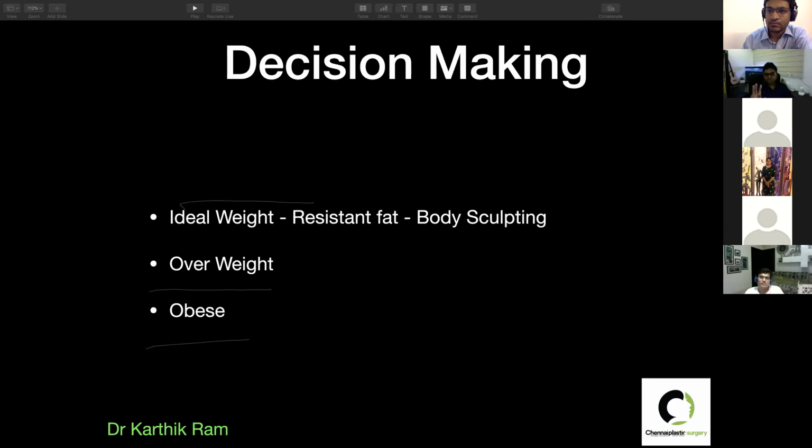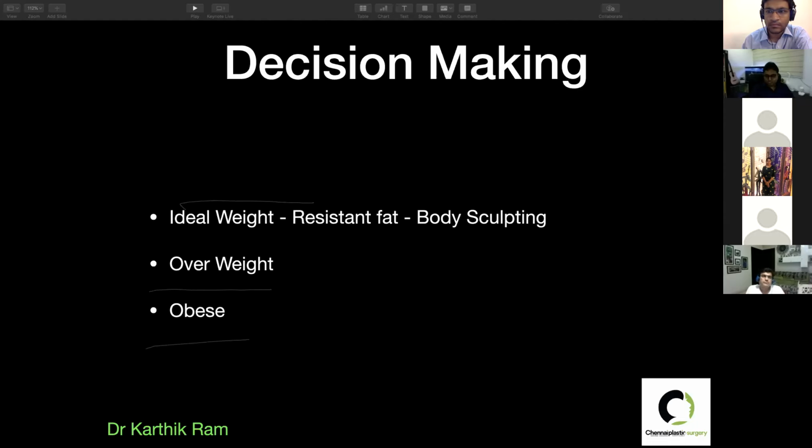So you tend to get three kinds of patients. The patient is almost ideal weight, maybe a few kgs extra, but some areas, whatever exercise they do, whatever diet they follow, never respond to diet or exercise. So these are all the ideal patients for liposuction. It's called resistant fat, and this patient usually needs body sculpting work. These are the only interesting patients to operate, and not the overweight patients or morbidly obese patients. The other category you get is the overweight patients and morbidly obese patients.